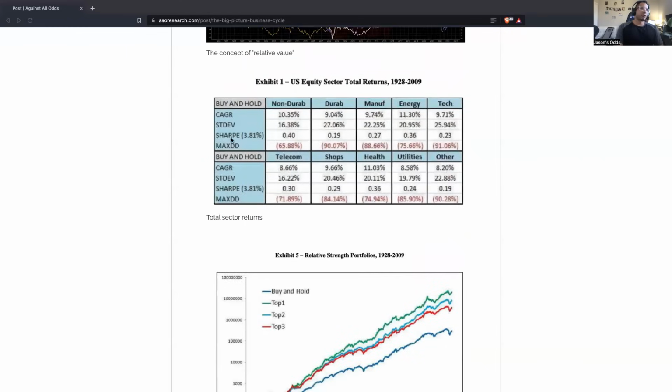And basically what we're showing here is non-durables, durables, manufacturing, energy, tech, basically all the sectors. We're seeing what their returns are over time, year over year, and what their max drawdown would be over this period of time. This is all the way from 1928 to 2009. So remember, there's a 1929 crash here. That's why you're seeing a lot of these 90% down.